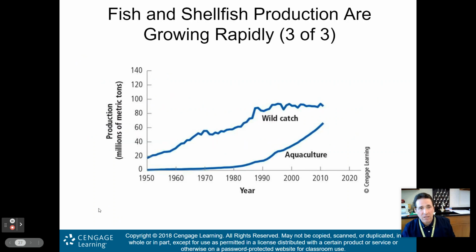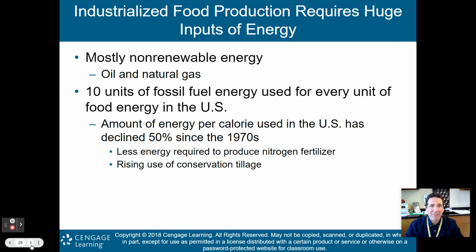Again, what are we seeing? The wild catch is beginning to level off as aquaculture is really beginning to increase, especially since 1990 or so. And I would argue that aquaculture will probably catch up with the wild catch over the next 10 to 20 years, as our wild catch, what you're catching out in the oceans, is declining. Our fish farms are beginning to increase. But once again, we're going to learn, not that great for the environment to have these fish farms.